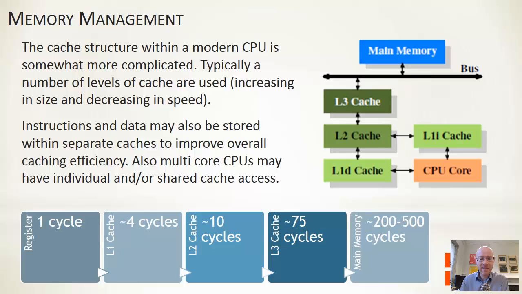So you can see that if you structure your application so that the data generally finds itself in the level 1 cache, then it's going to be an awful lot quicker than if it has to go out to main memory. Who gets to determine?